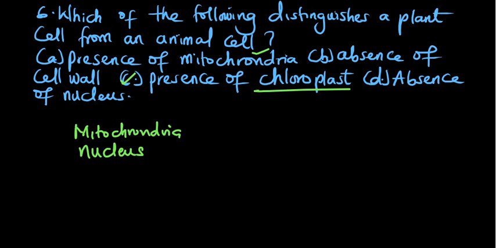If they said presence of cell wall here and put absence there, we would have gone for option B. But they said absence of cell wall, so it means we are still saying the same thing. So our answer here is presence of chloroplast, because there is nothing like chloroplast in animal cell. They also said absence of nucleus. Nucleus must be present in any cell, except some cells that don't have nucleus. So plant cell and animal cell, both of them have nucleus. So let's go to the next question. Our answer option here is what? Option C. So let's go to the next question.